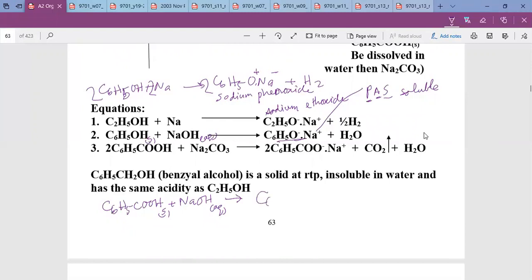Okay, you get a salt with C6H5COO minus and Na plus. And of course, your water. Here, no need to put the times two already because it's aqueous. Why? Sodium salts, all PAS salts are soluble. This is your liquid, you want to put this. Okay. Right? So remember, equations are very important.